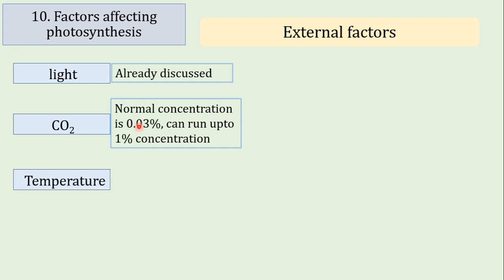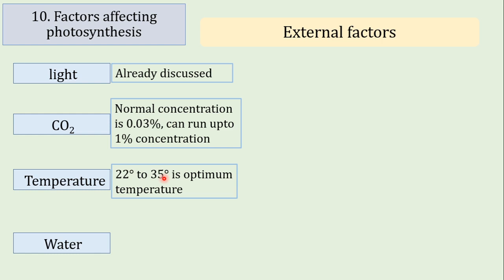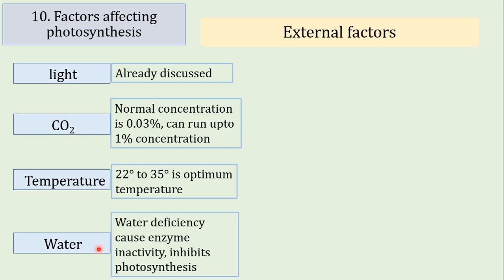What is the effect of temperature? 22 degrees Celsius to 35 degrees Celsius is the optimum temperature for the photosynthesis process. We know that water is essential for the survival of any kind of cell, any kind of living being. So if there is a shortage of water, then the enzymes in the cytoplasm, the enzymes engaged in the photosynthesis process, cannot work properly, so the photosynthesis process will be inhibited.